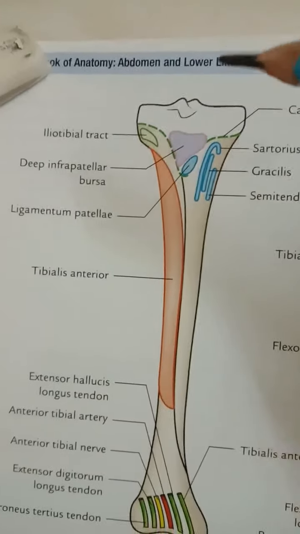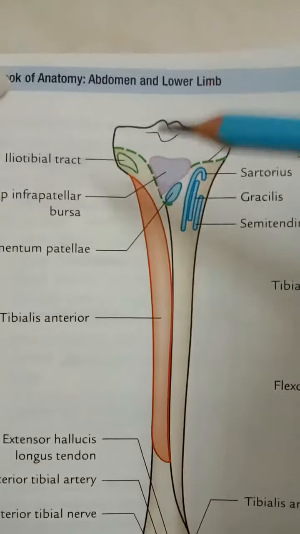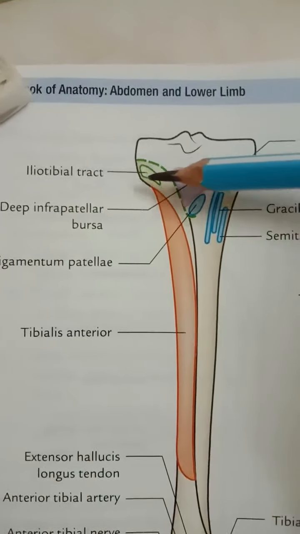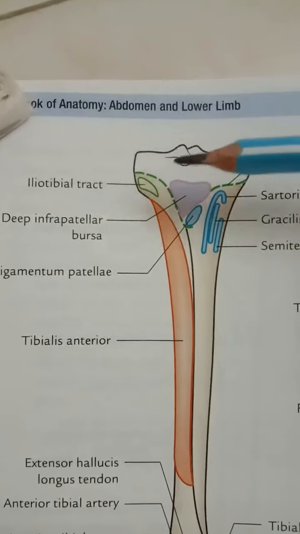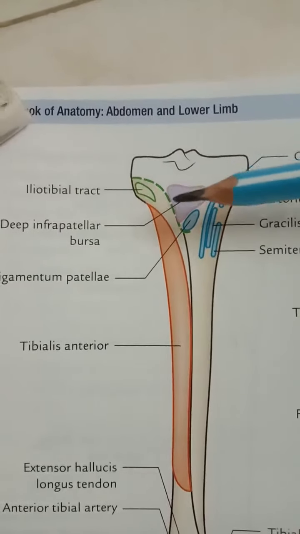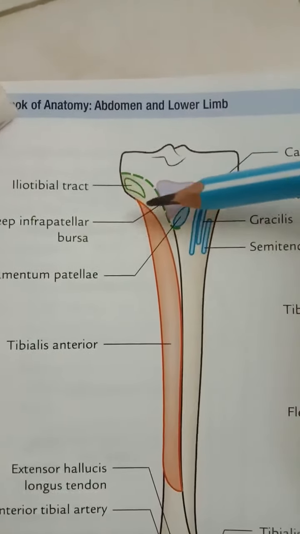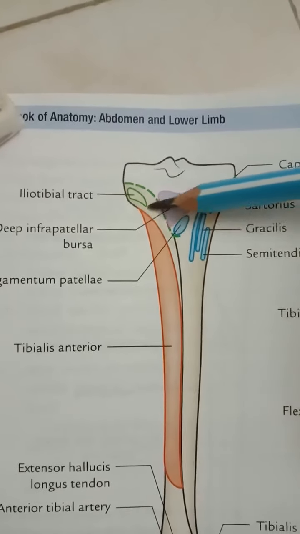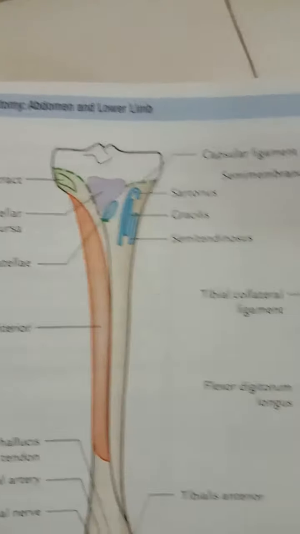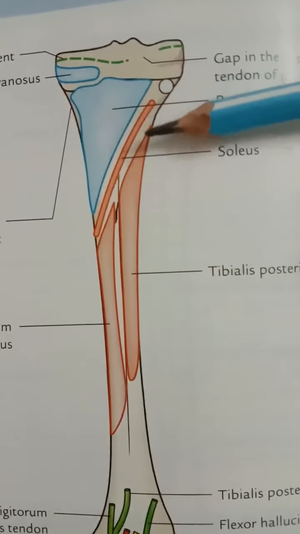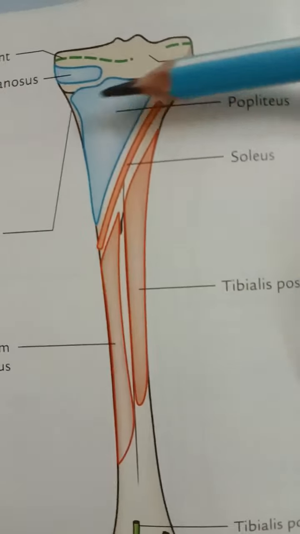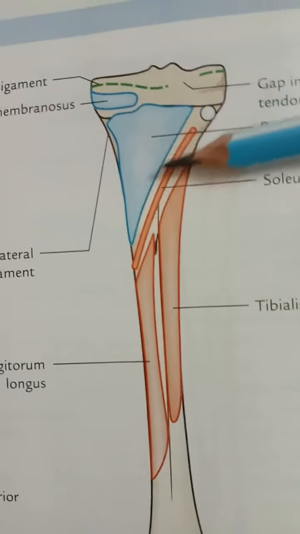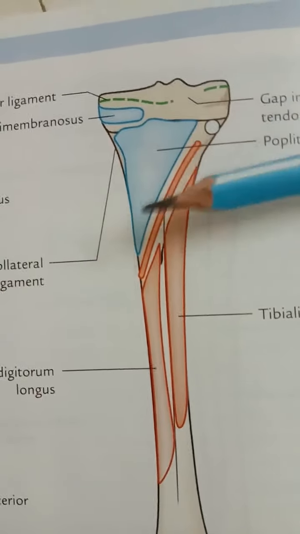Then attachment to the lateral condyle: the iliotibial tract is attached to the anterior flattened surface of the lateral condyle. Then the capsular ligament of the superior tibiofibular joint is attached to the margin of the fibular facet, so here. Then the groove on the posterior surface gives the attachment to the tendon of the popliteus, so here you can see, and that is the insertion of the popliteus muscle.